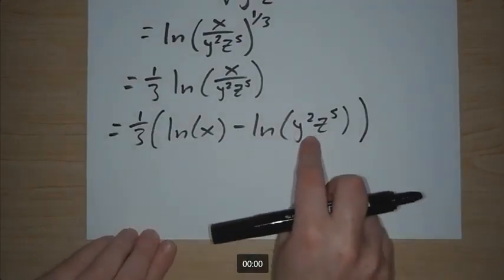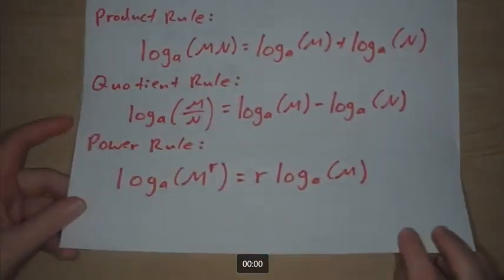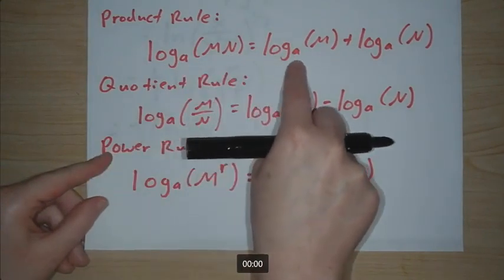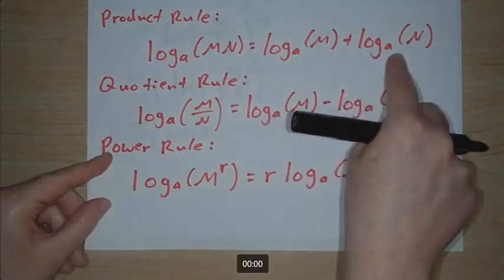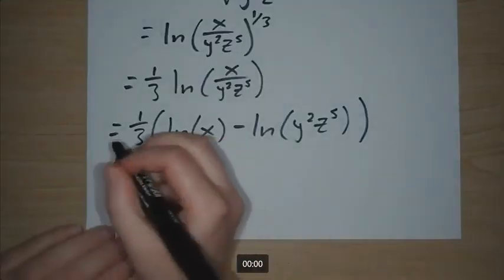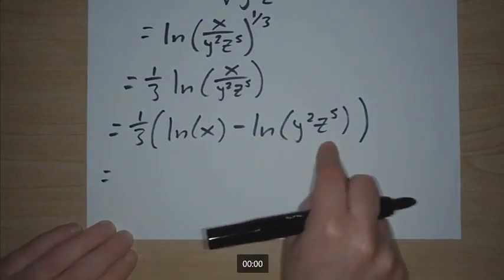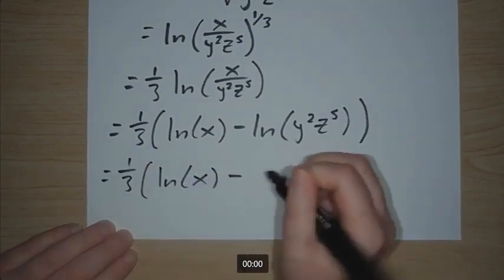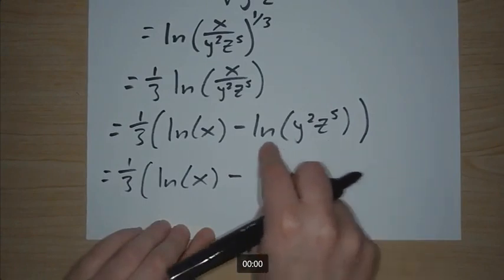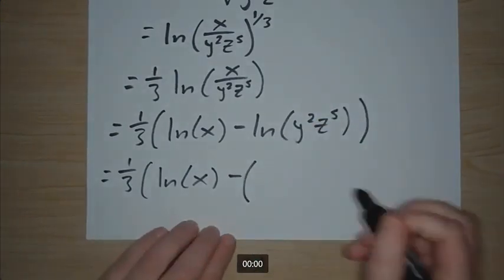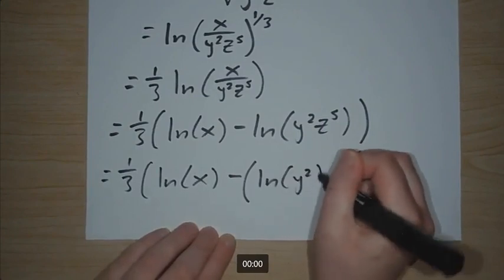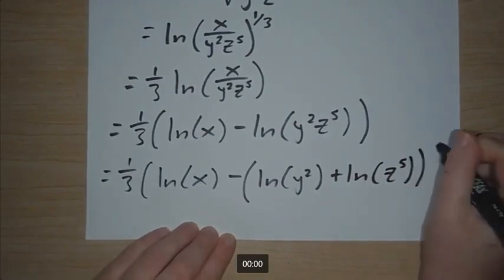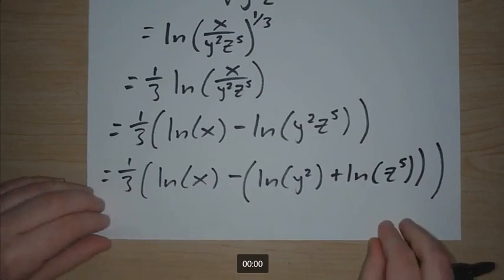Next we'll look at this right here, y squared times z to the fifth. Well, that looks a lot like the product rule here, where we have m times n inside of a logarithm, and we can separate it into a logarithm a of m plus a logarithm a of n. So we're going to expand this logarithm right here. So writing 1/3 ln of x minus, and this subtraction is going to be for everything that this possibly can expand into. I'm going to write a big parenthesis there: ln of y squared plus ln of z to the fifth using the product rule. So we expand it into there.